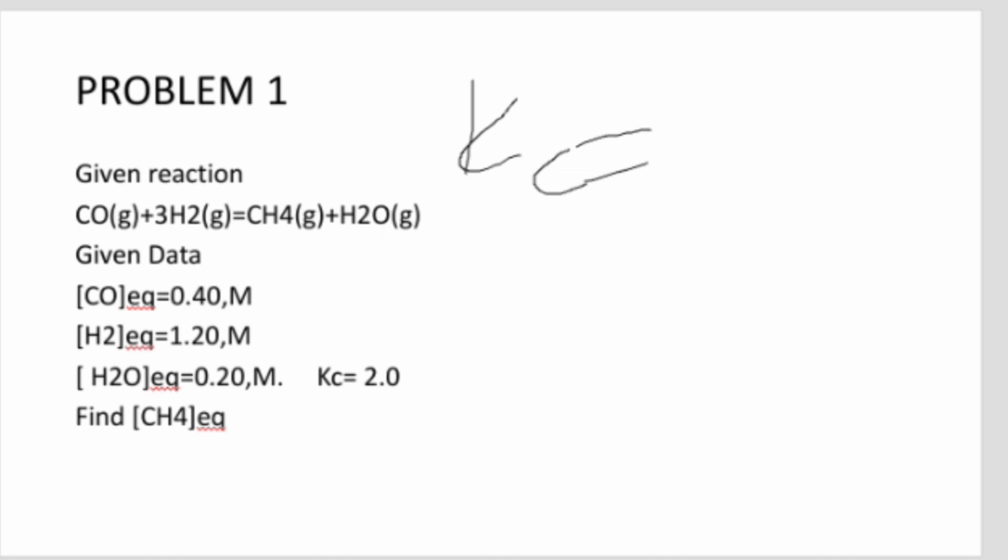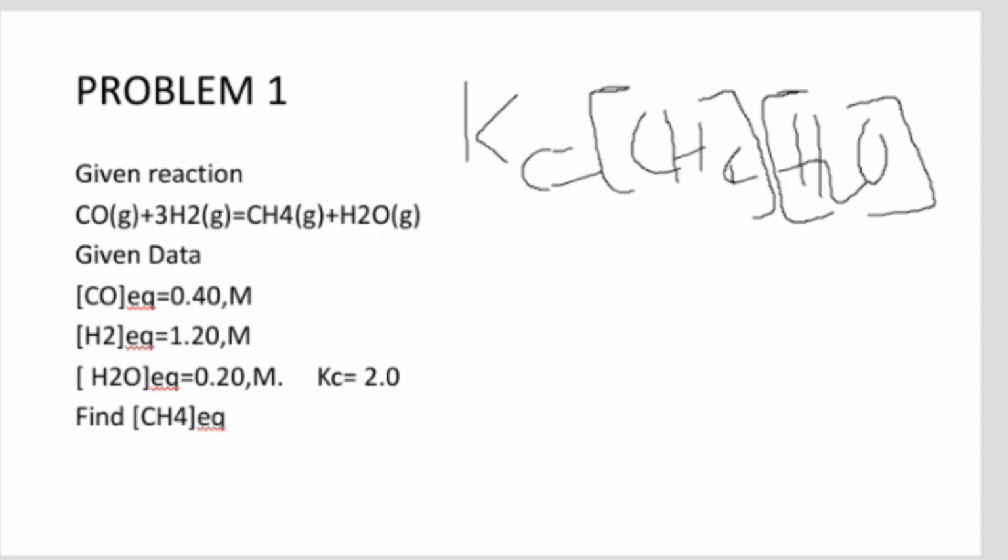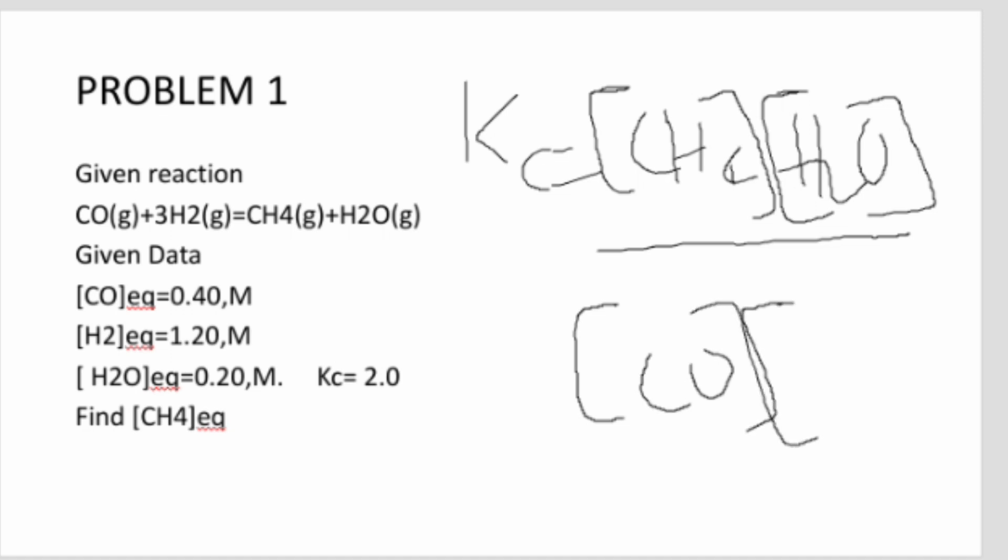The product is CH4, power what? It has a coefficient of 1, so it's just CH4. We have H2O over what? What are the reactants? We have carbon monoxide, power 1, because it has no coefficient, it has the coefficient of 1. Then we have H2 power 3, because the coefficient of H2 is 3. So that is our Kc expression.